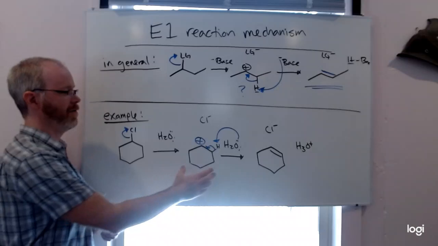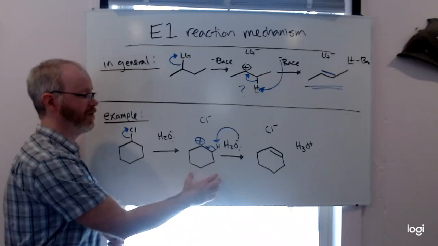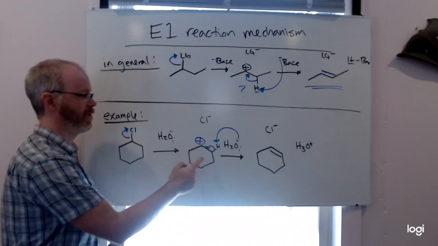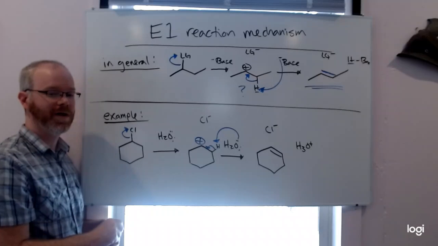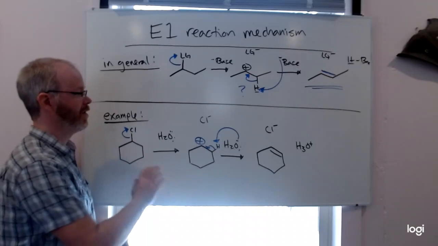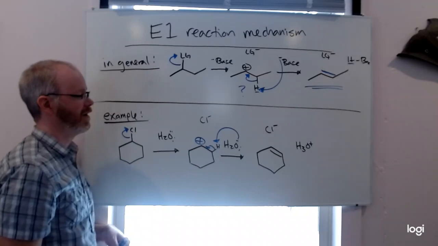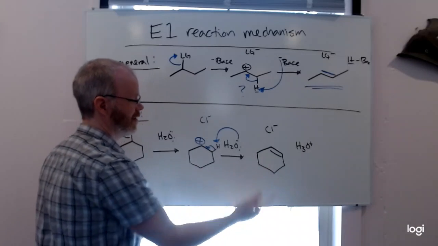So again, we had an intermediate in this reaction. It couldn't rearrange in this case because all the positions were identical, so there's no way to make things more favorable. But that gives us our carbocation intermediate and then our alkene in the end.